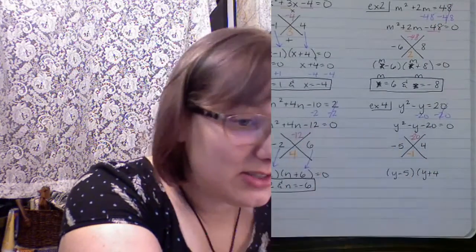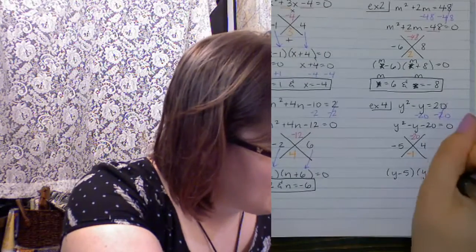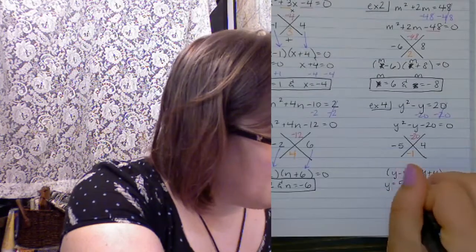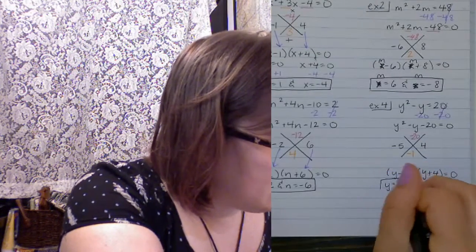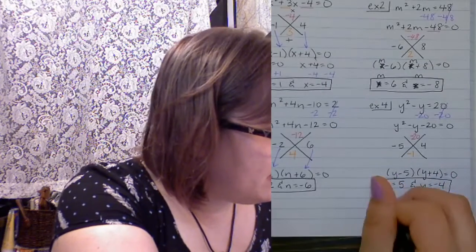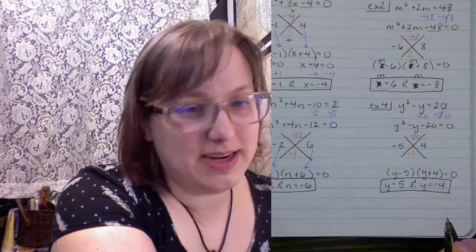Oops, you know what I'm doing? I'm not saying equals 0 on these. I'm just getting lazier and lazier. So I know that y equals positive 5 and y equals negative 4. And then if you try to beat me and you got the answer the other way around, you're doing great. It doesn't matter.